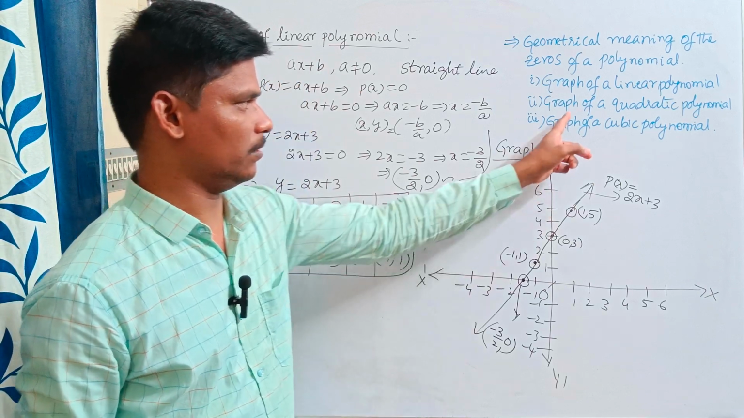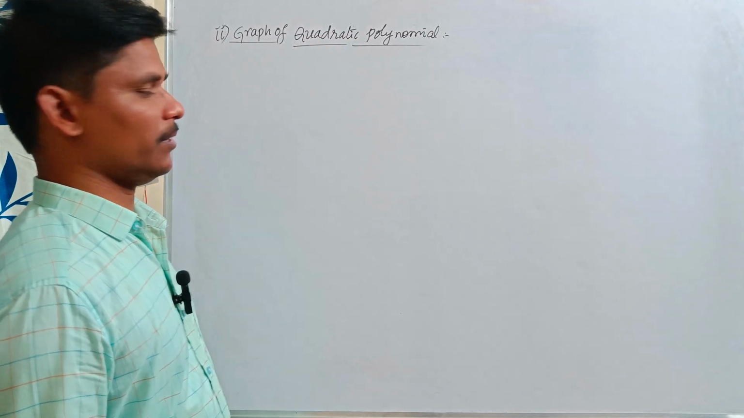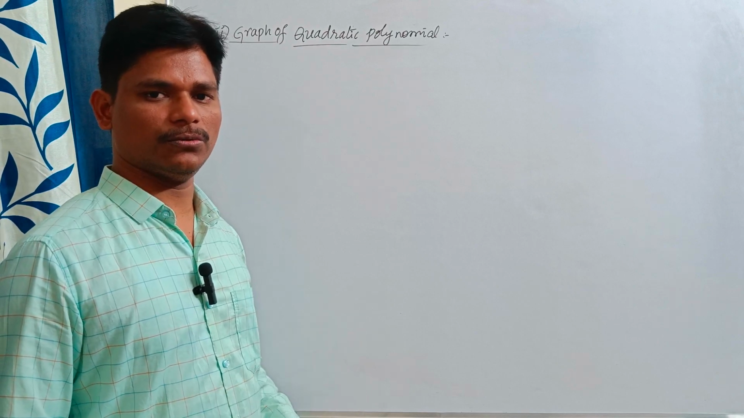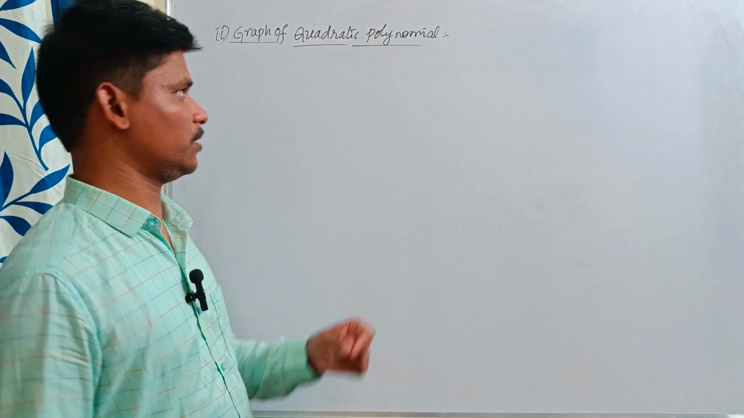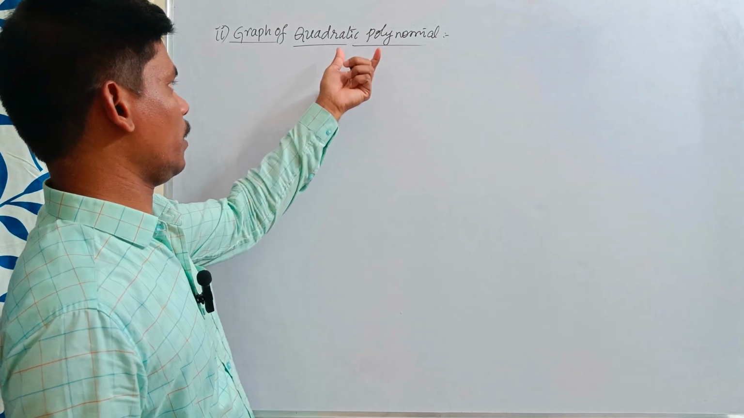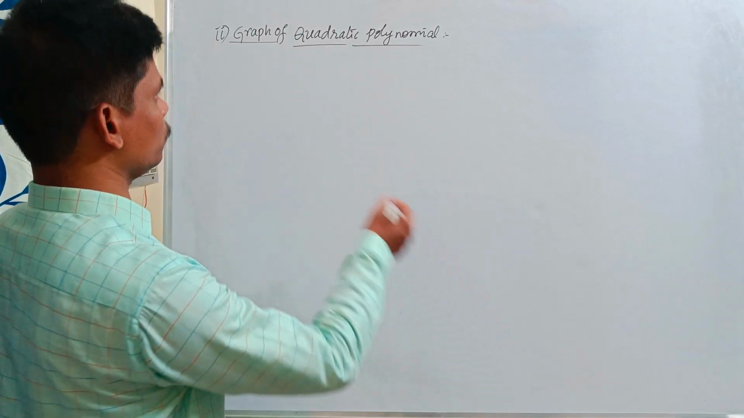We will see the next one, the graph of a quadratic polynomial. What is a quadratic polynomial? If the polynomial has degree 2, then it is called a quadratic polynomial. This quadratic polynomial has at most 2 zeros.